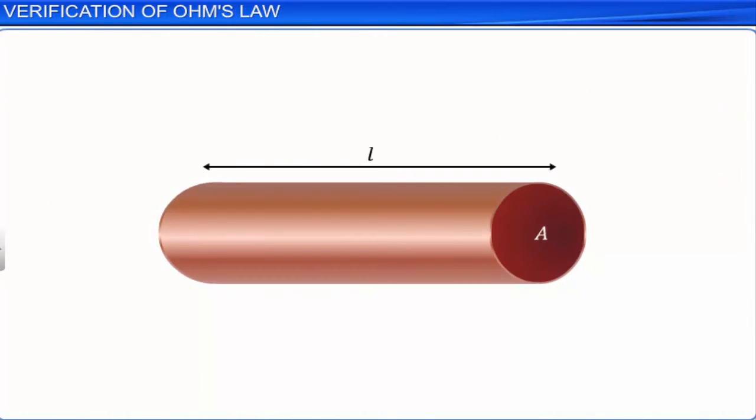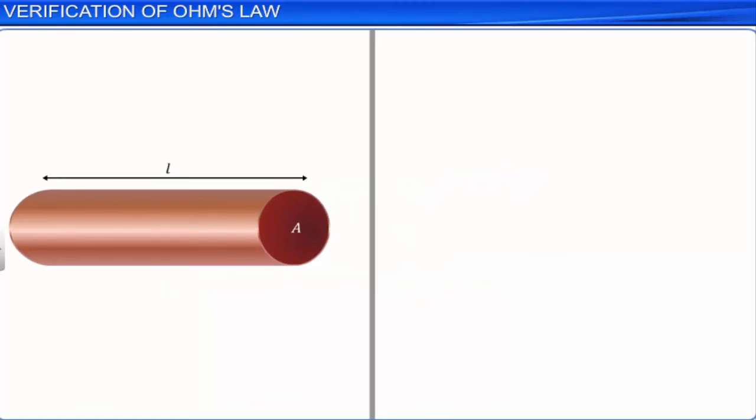Experimentally, it has been observed that the resistance of a conductor or wire depends on its length and area of cross-section. The resistance of a wire increases with an increase in its length, meaning that the resistance of a conductor is directly proportional to its length, L.